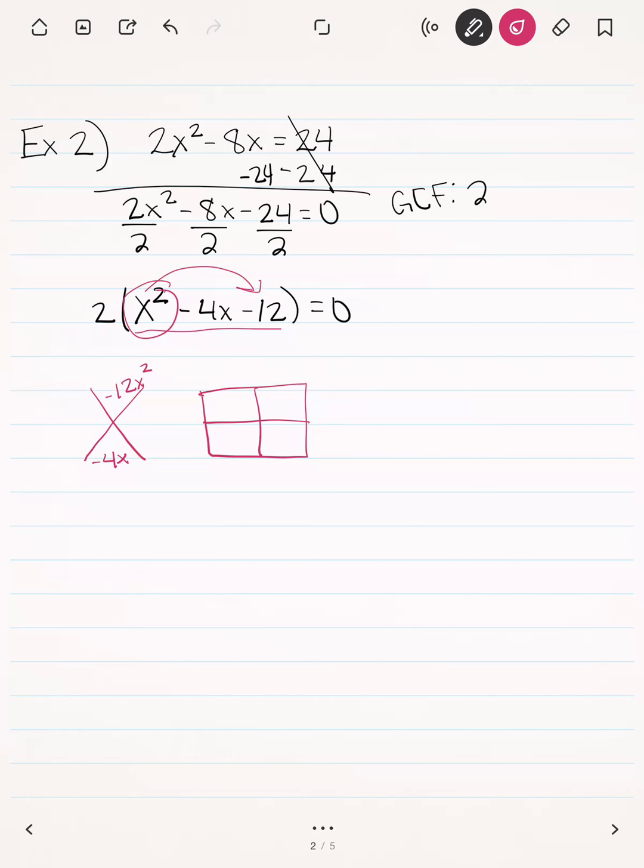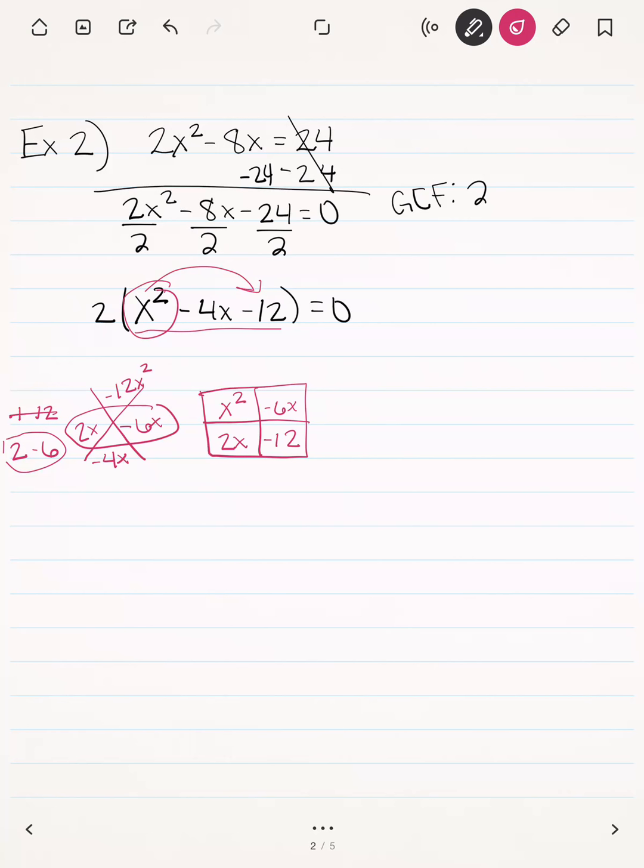So I'm going to write down my factors for 12. So 1 and 12. If I try to add or subtract those, I don't get 4, so I mark it off. 2 and 6. Well, if I subtract and make 6 negative, I get a negative 4, so there's my factors. So I get a 2x minus 6x. Then I can go to my box. First term, first square. Last term, last square. And then my two side parts go in my top right and bottom left boxes.